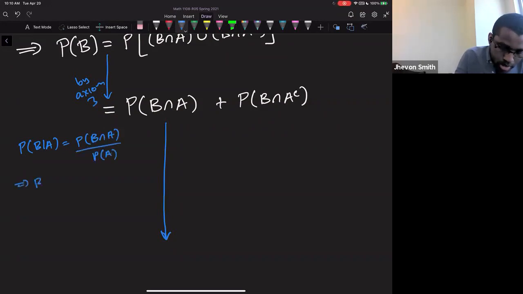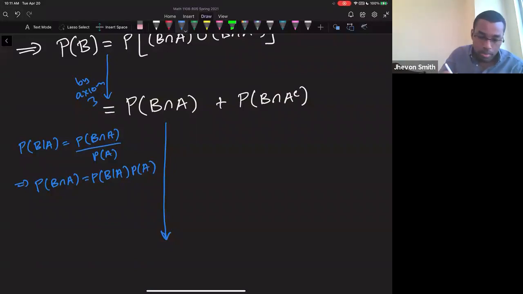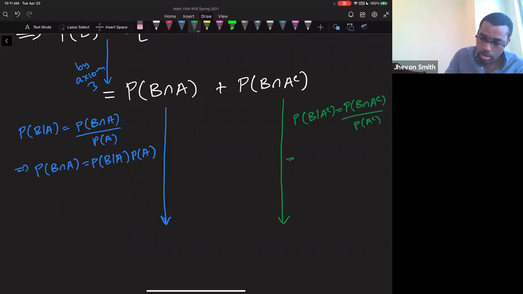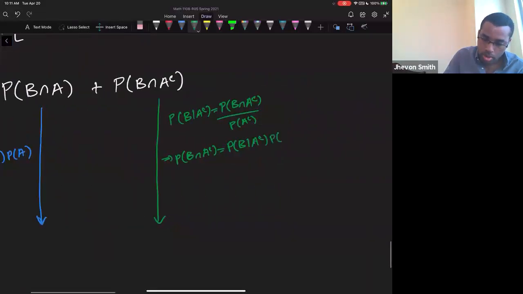This means the probability of B intersect A can be thought of as the probability of B given A times the probability of A, right? By that same reasoning, I can rewrite this other term. The probability of B given A complement is the probability of B and A complement divided by the probability of A complement. So this means the probability of B and A complement is the probability of B given A complement times the probability of A complement.